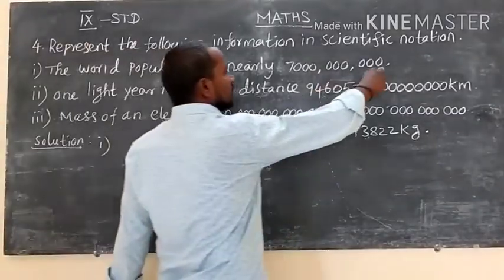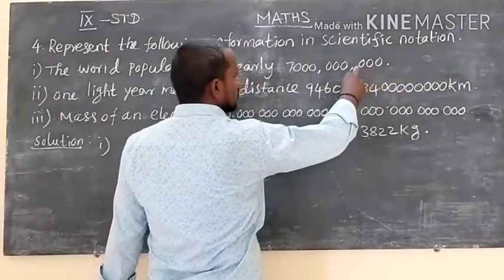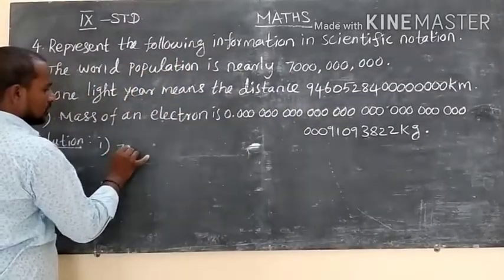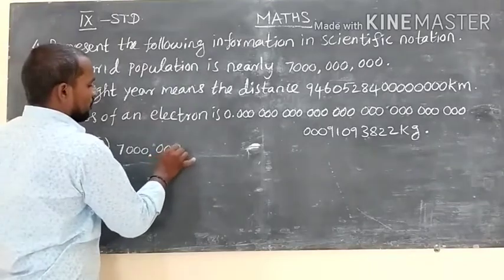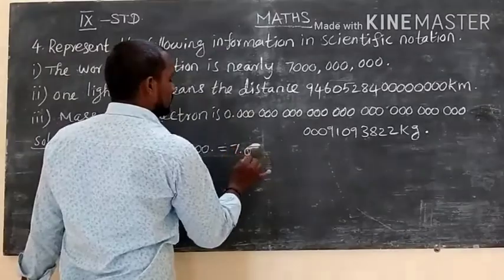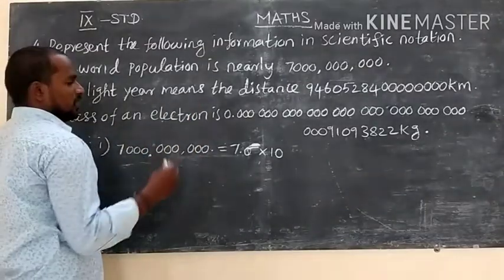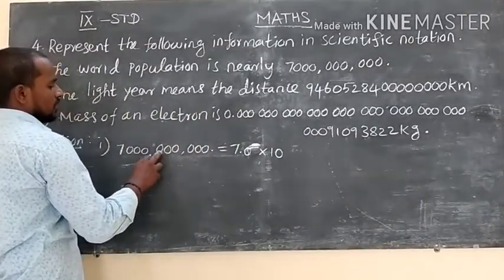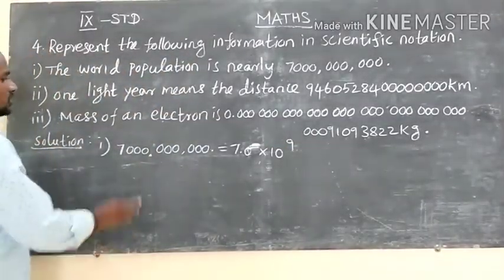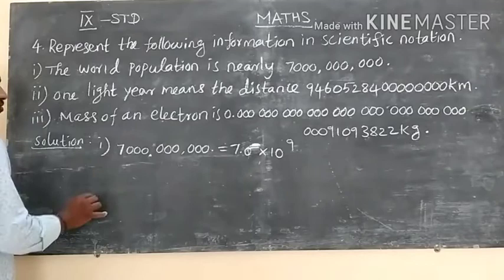So now present the decimal at the last, and making the shifting, 1, 2, 3, 4, 5, 6, 7, 8, 9. So this number can be written as 7.0 into 10 power, the shift made right to left, so we get a positive exponent. 1, 2, 3, 4, 5, 6, 7, 8, 9. So 10 power 9. That's all. This is the world population: 7.0 into 10 power 9. That's the scientific notation of the first question.